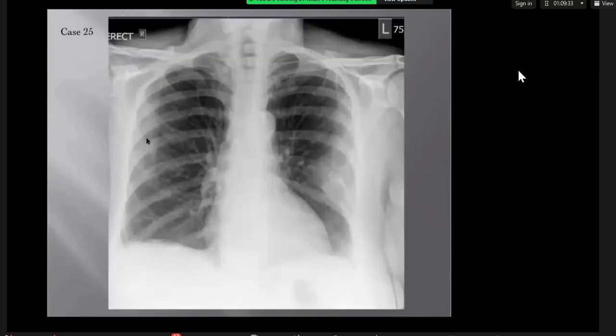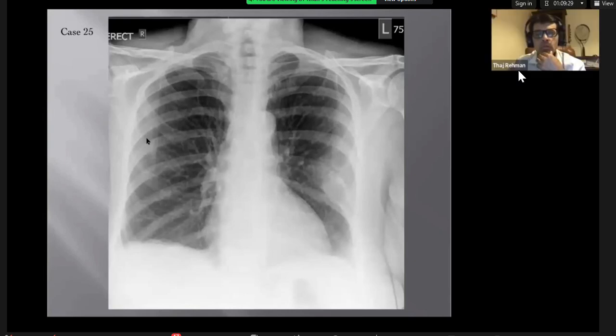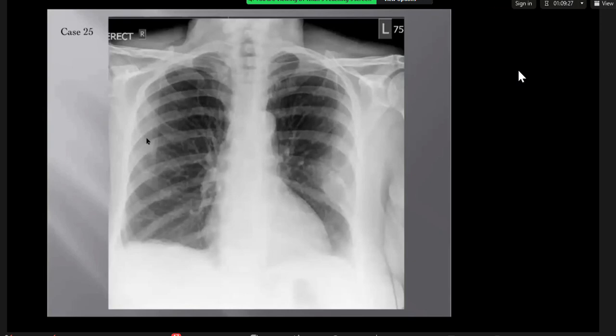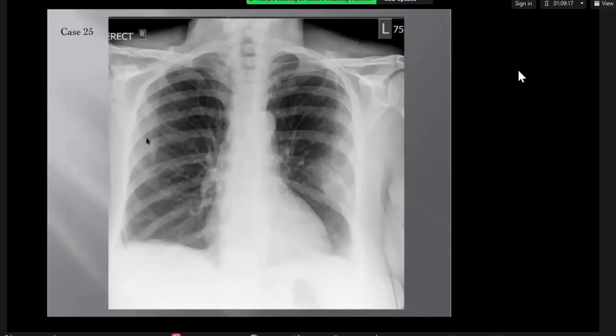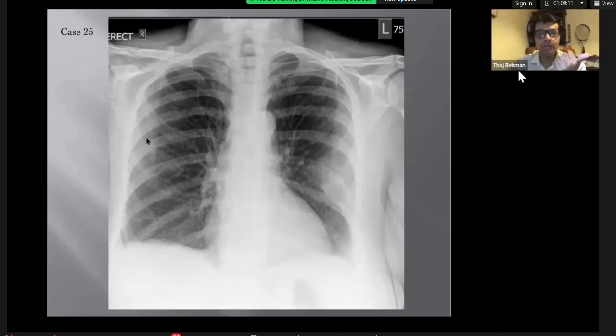Again, this is a frontal chest radiograph with a left-sided soft tissue opacity, probably subpleural in position, very smooth contoured and merging with the chest wall. Very good. I would have described it as extrapleural rather than subpleural. Probably chest wall. It's not in the lung, which you correctly picked up.